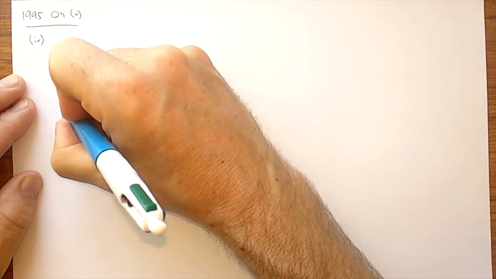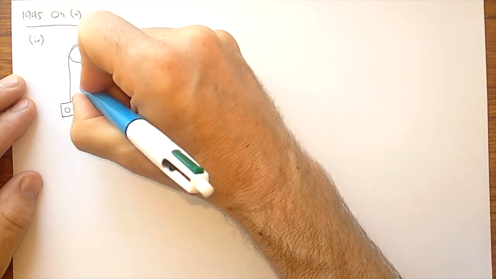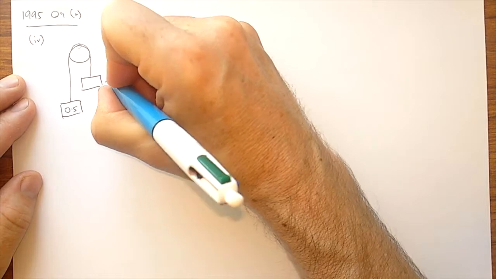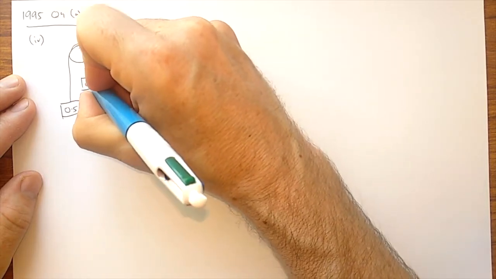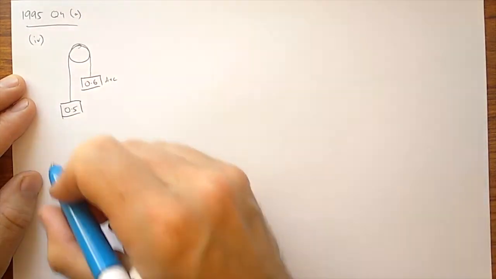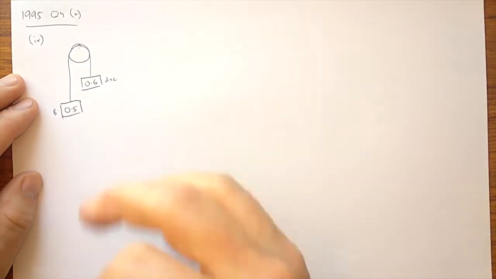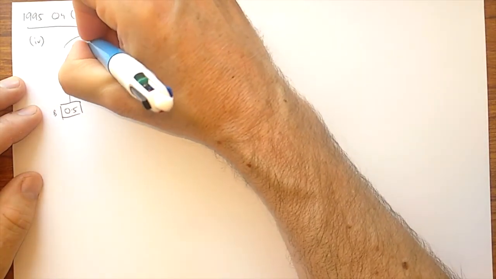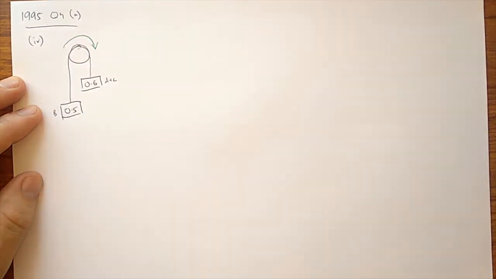So B is still 0.5. And A and C together are 0.6, 0.4 plus 0.2. Okay, that's B. Now, applying a small bit of common sense, we'll realize it's going to want to move like this. Okay?